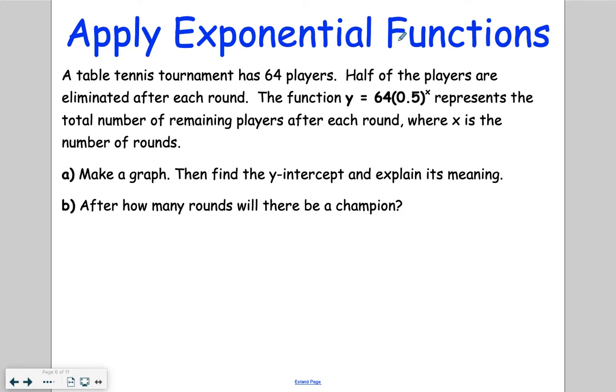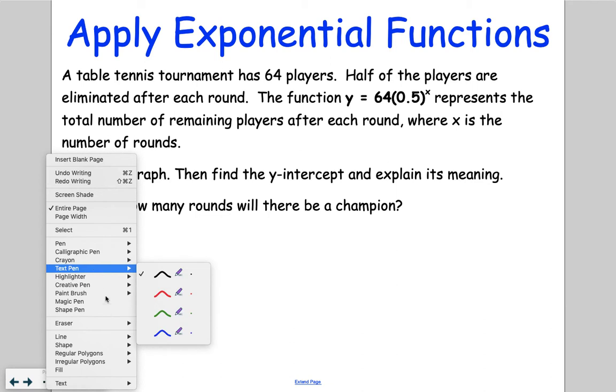Looking at a word problem to apply exponential functions here, we have a table tennis tournament that has 64 players. Half of the players are eliminated after each round. The function y equals 64(0.5)^x represents the total number of players remaining after each round, where x is the number of rounds. So we're going to make a graph, find the y-intercept, explain its meaning, and then determine how many rounds until there is a champion. So step one, we're going to make the graph.